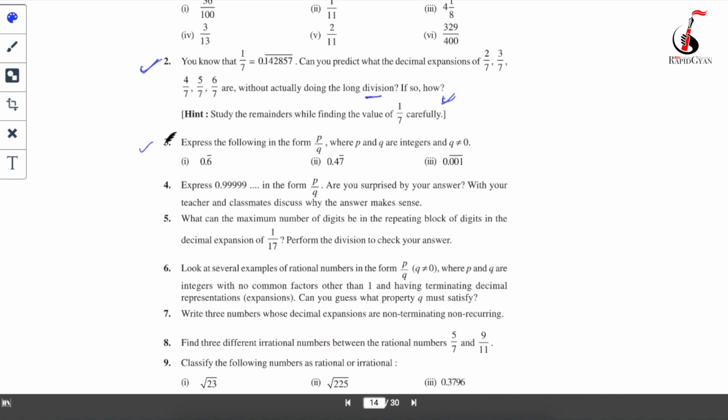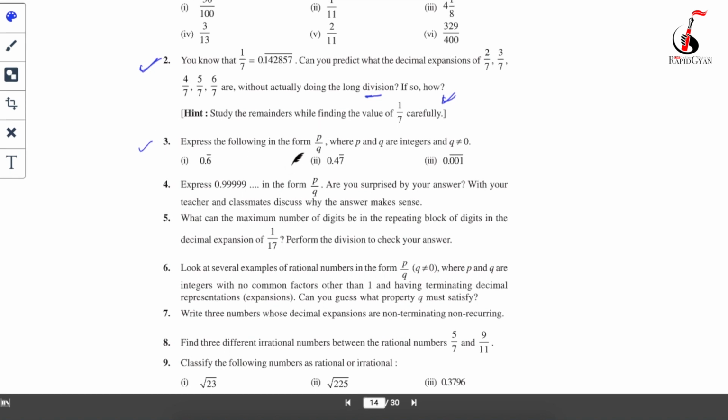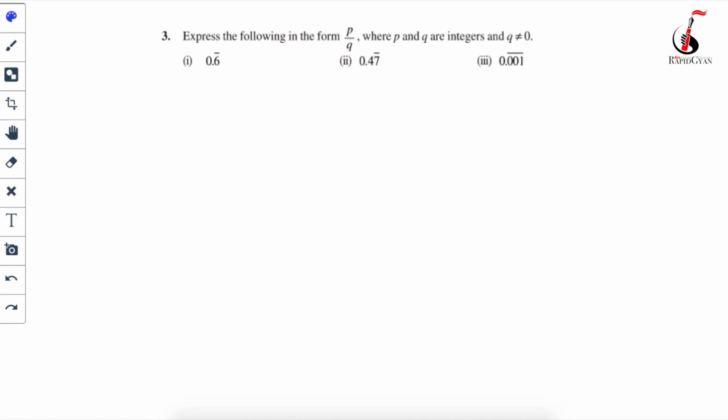It's here. Express the following in the form of p by q, where p and q are integers and q is not equal to 0. Okay, let's solve this. We have already solved this kind of question while doing the examples of this exercise. Anyway, we'll solve it again. So beta, what I have told you, if you remember, whenever you have to represent this kind of non-terminating and repeating decimal expression in the form of p by q, we first see how many digits are repeating.